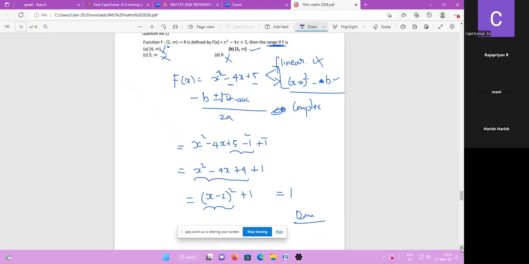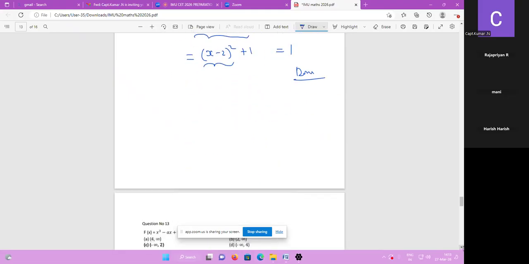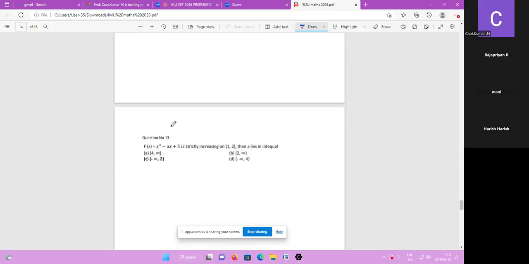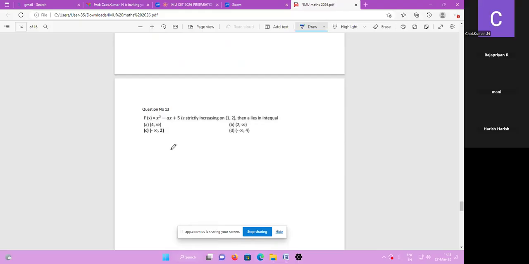Next doubt. Not the same kind of question, but in a different manner. We will do this. Given that f of x equals x cubed minus ax plus 5, for what values of a is this function strictly increasing? Now we know that increasing means f dash of x should be positive. So what is f dash of x here? 3x square minus a is positive.